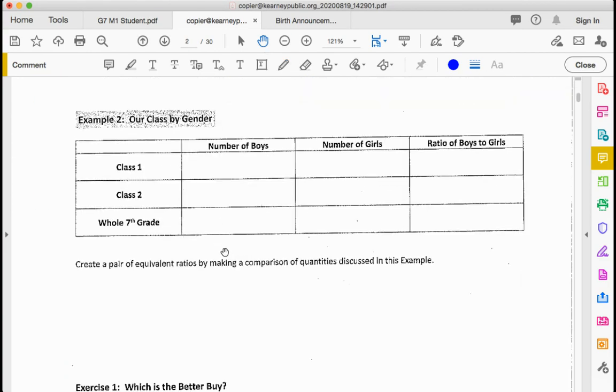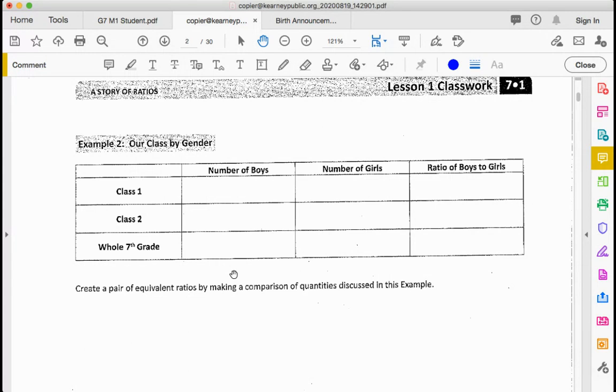Next. They want to know the class by gender. Okay? So right now, let's have all the boys stand up. And I need to know how many boys are in the class. How many boys are in the class? Help us count out here.